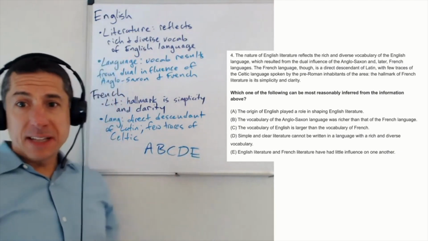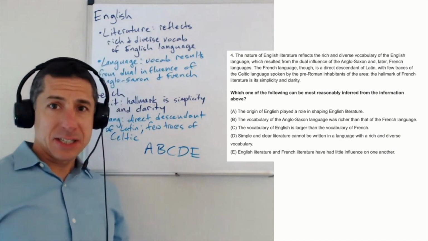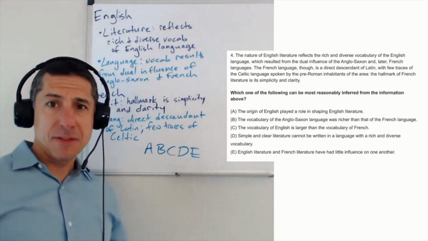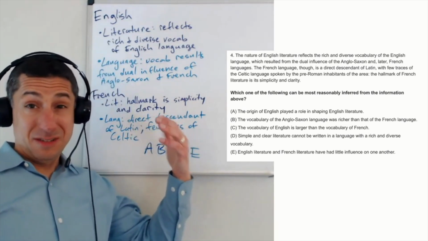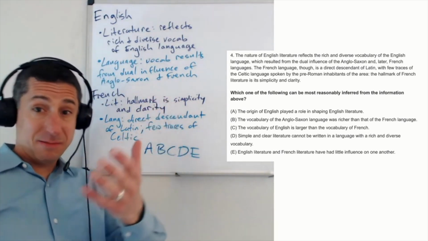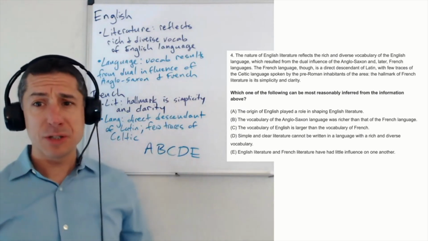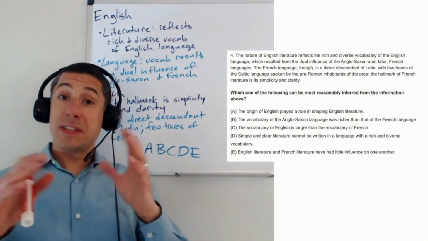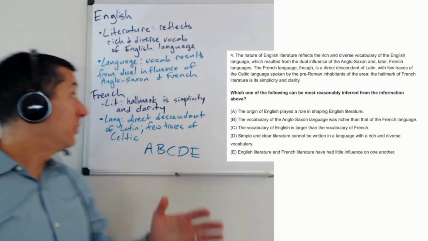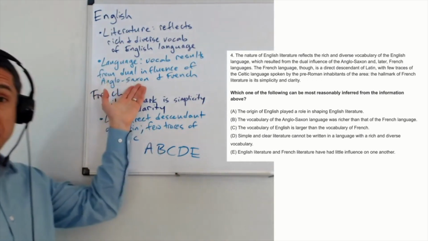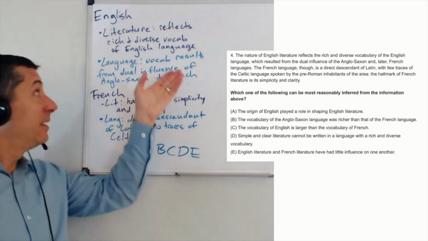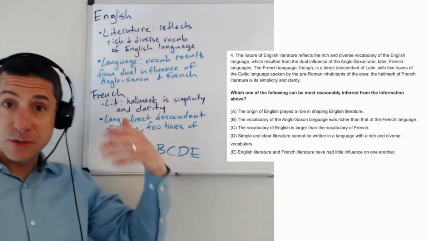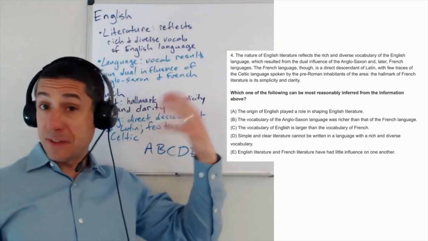A, the origin of English played a role in shaping English literature. And I get a lot of people eliminating this right off the bat because it's kind of boring. It doesn't seem to reflect all this. It doesn't say anything about French. And so we read all this about French, and now this is just, oh, the origin of English played a role in shaping English literature. Don't overthink it. Is this true? Sure. The evolution of the language comes from 2 different influences, 2 different languages. That's reflected in the rich and diverse vocabulary. Is reflected in the literature.